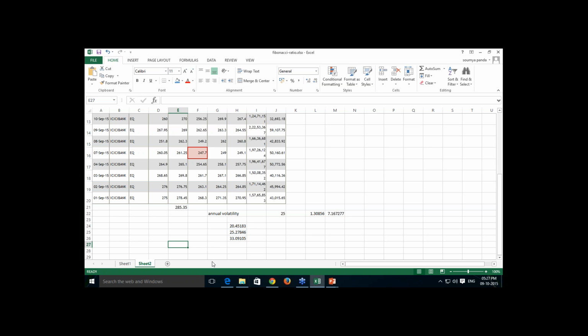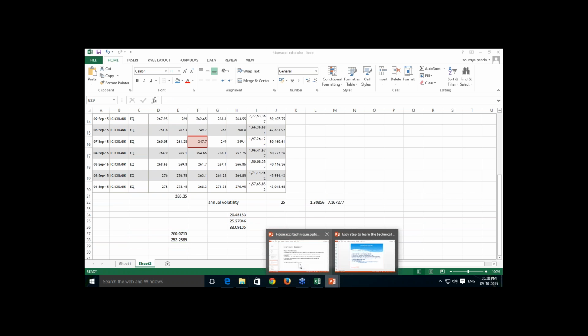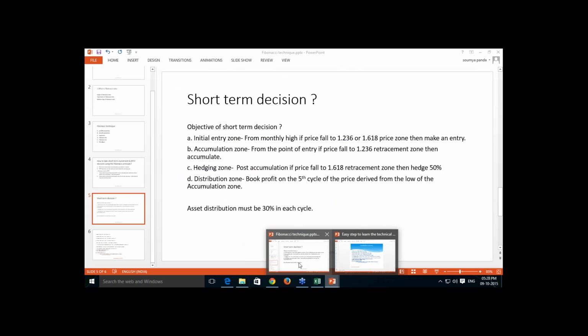So if I want to invest, my first investment will happen at 285 minus 25, that is 260 level, or it can again happen at 252 to 260. 285 was the high. From the high, 252 to 260 is my first initial investment. Post making this initial investment, I have two more jobs to do: I have to find out an accumulation zone, and then I have to find out a hedging zone.